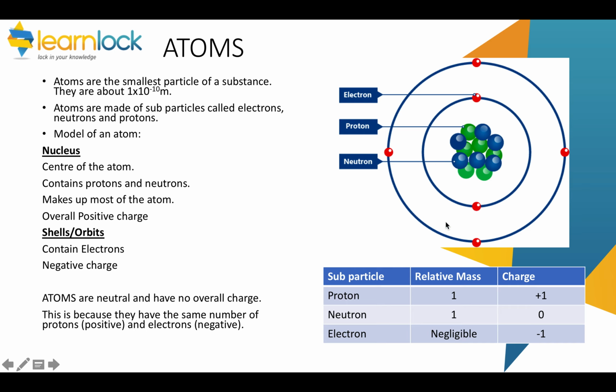So an atom looks like this. An atom has a nucleus, and in the nucleus there are neutrons and protons. It also has shells or orbits which contain electrons.